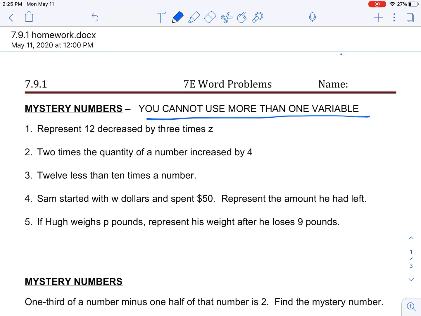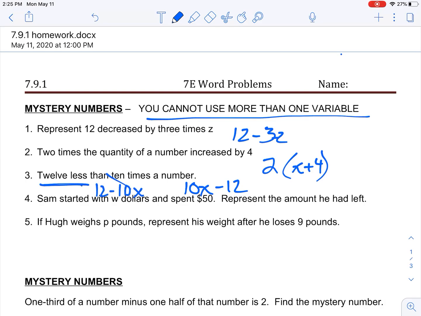Great, so welcome back, or you just kept watching and are waiting for me to tell you the answers. So represent 12 decreased by 3 times z. So 12 is being decreased by 3z. 2 times the quantity of a number increased by 4. 12 less than 10 times a number, so 10 times a number minus 12. Remember, that is very different than 12 minus 10x. Put that in your notes.